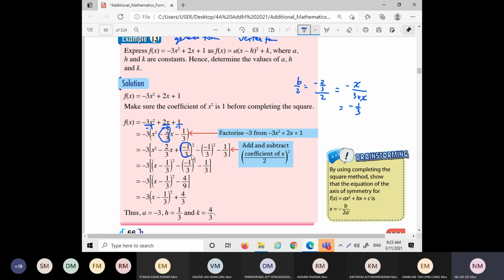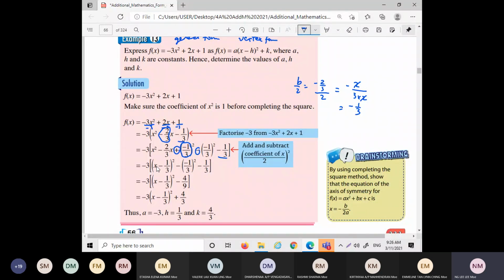This is why you get negative 1 over 3 here. It comes from the b over 2. Remember it's plus b over 2 the whole thing squared, minus b over 2 the whole thing squared. The negative 1 over 3 is from the original one. So add and subtract the coefficient of x, which is b over 2, the whole thing squared. So done this part.